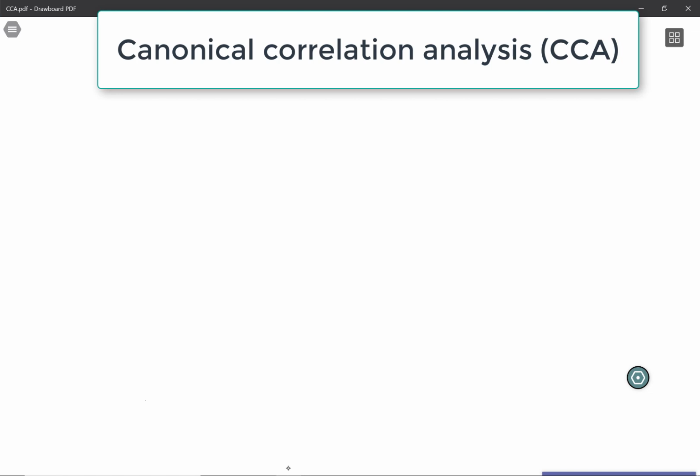So this chapter is about canonical correlation analysis, CCA. In principal component analysis, PCA, we looked for directions in the data that maximize the variance. In canonical correlation analysis, CCA, we imagine the situation where we've got a variable x and a variable y. And what we're going to try and do is find vectors a and b such that a transposed x and b transposed y are highly correlated.